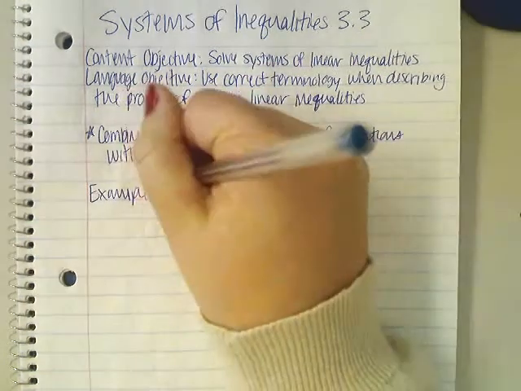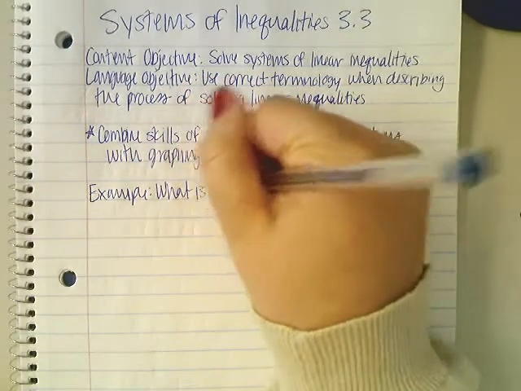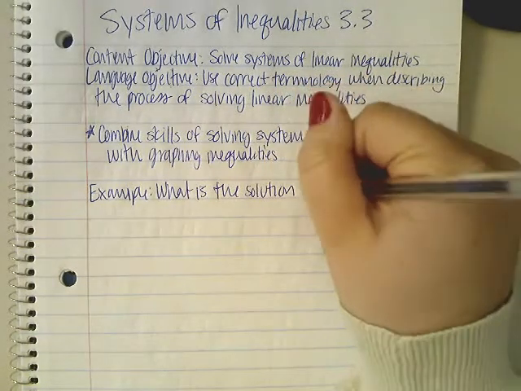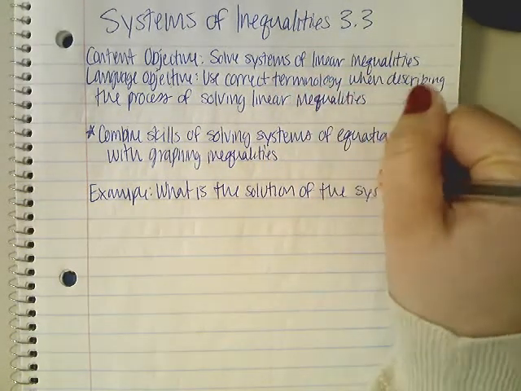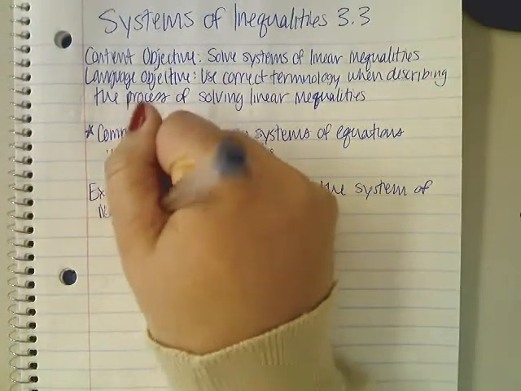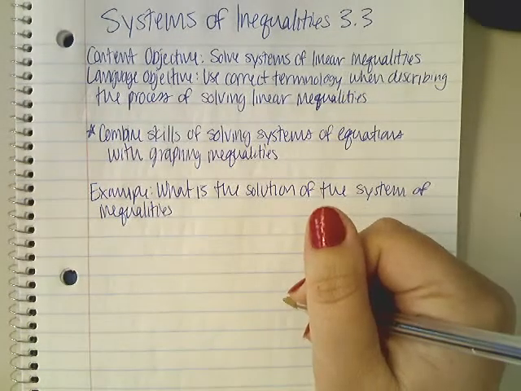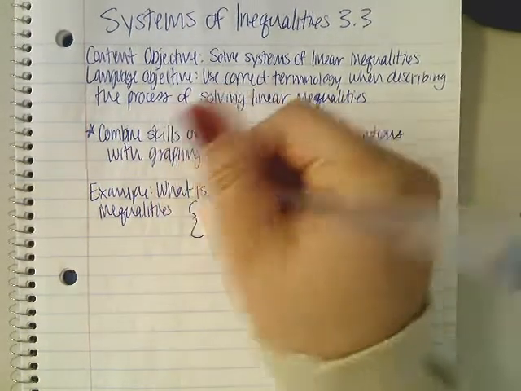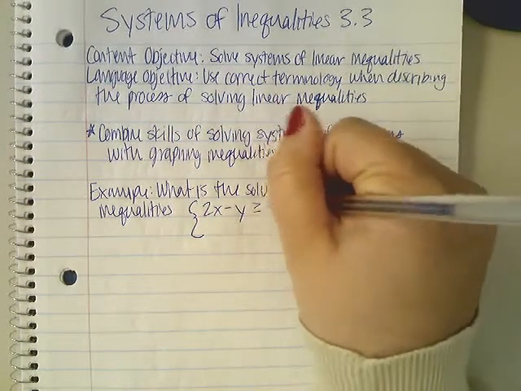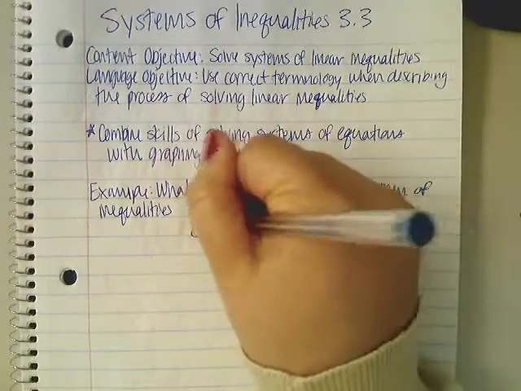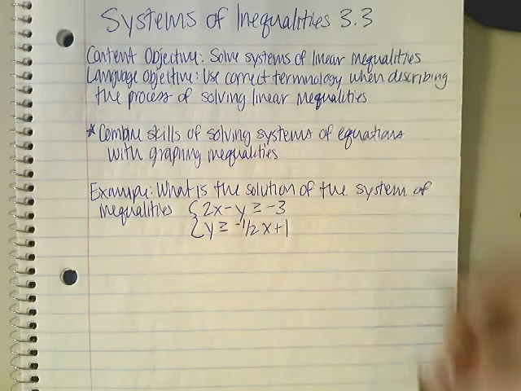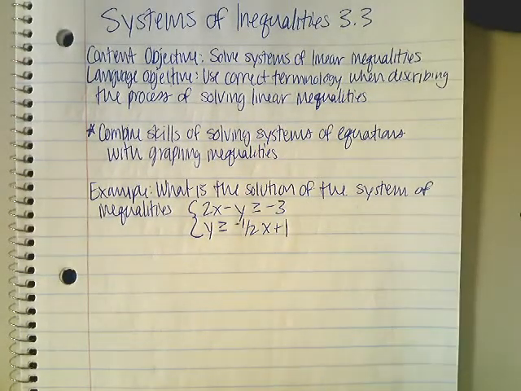So our example asks, what is the solution of the system of inequalities for 2x minus y is greater than or equal to -3 and y is greater than or equal to -1/2 x plus 1. So that's our system of inequalities, and we need to find the solution.